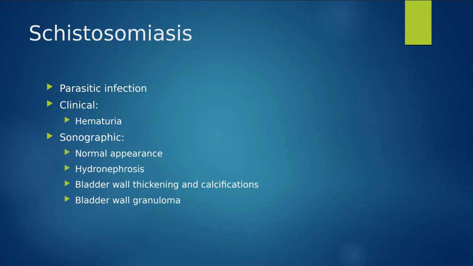Clinically, these patients will have hematuria. On ultrasound, the kidneys could appear normal, but we could also see some blockages resulting in hydronephrosis. We could see a bladder wall granuloma, which you will learn about in the urinary PowerPoint. We could see some bladder wall thickening and some calcifications. So again, this parasitic infection is usually going to originate in the bladder and then therefore travel up to the kidneys themselves.